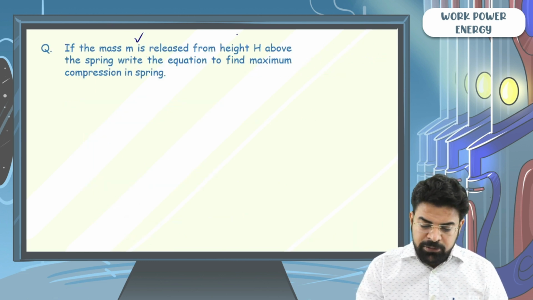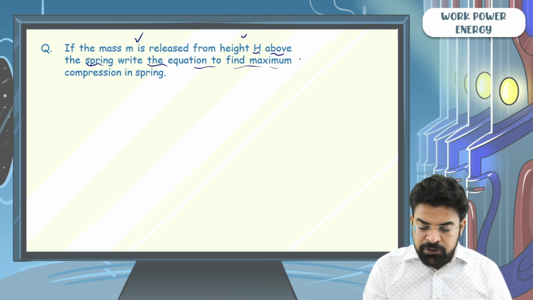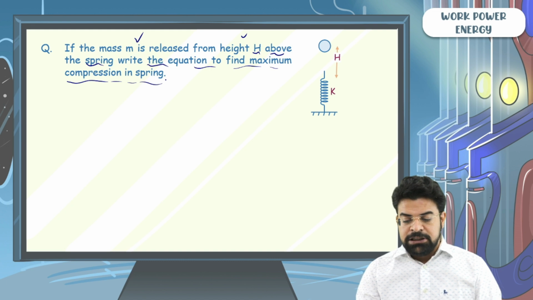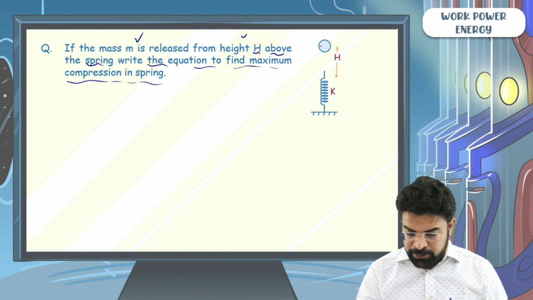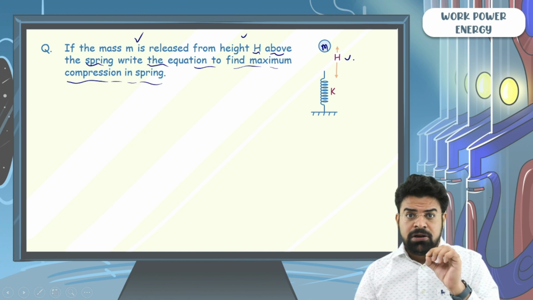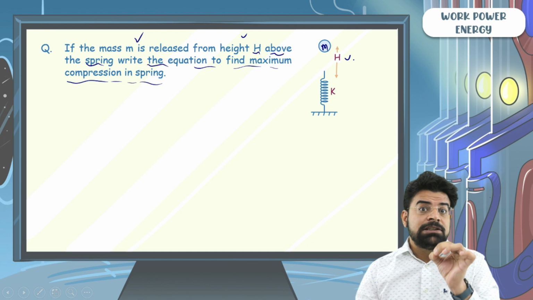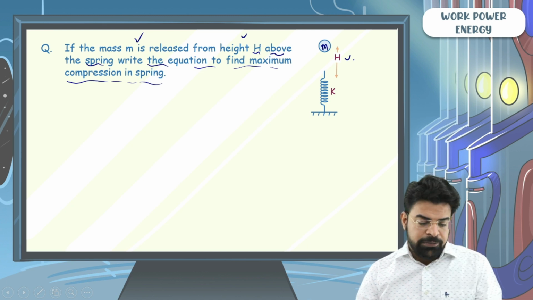If a mass m is released from a height h above the spring, write the equation to find the maximum compression in the spring. If a mass m is released from height h above a spring, write down an equation to determine the maximum compression in the spring.